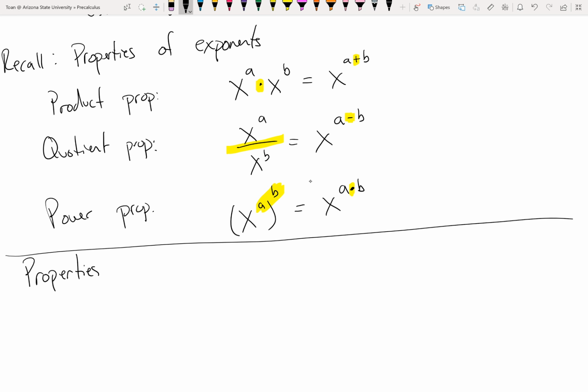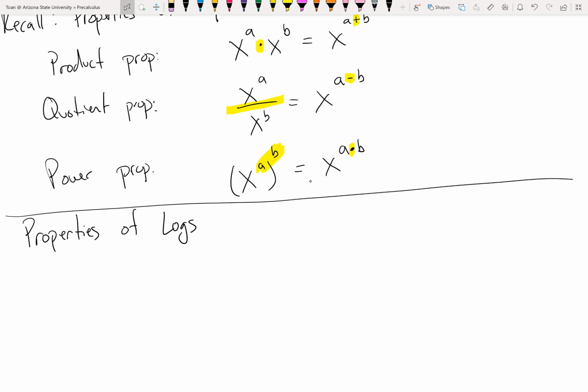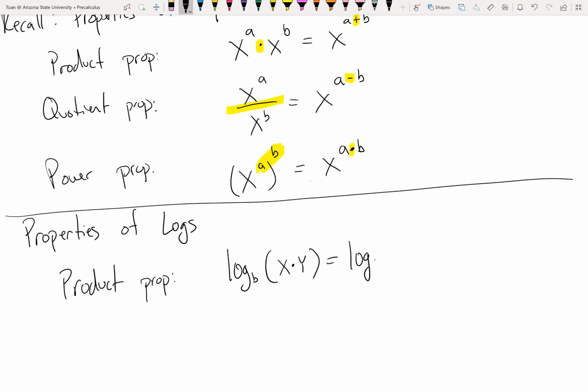Properties of logs. Okay. And would it surprise anyone that they have the same names? They have the same 3 properties. So we have the product property of logs, which says this: if I have a logarithmic expression and there's multiplication inside of the log, that is the same thing as the log of the 2 separate factors added together. Each separate factor gets its own log as long as you add them.